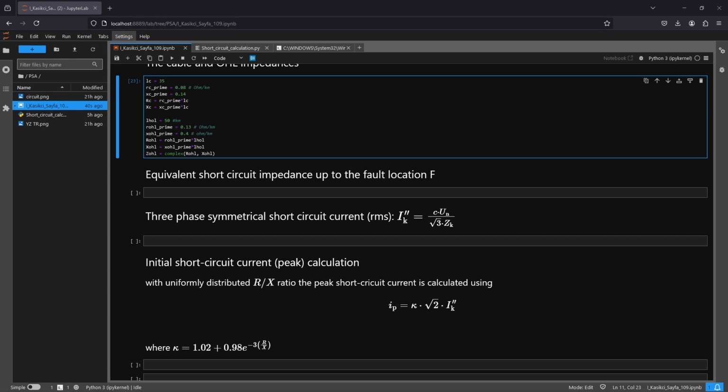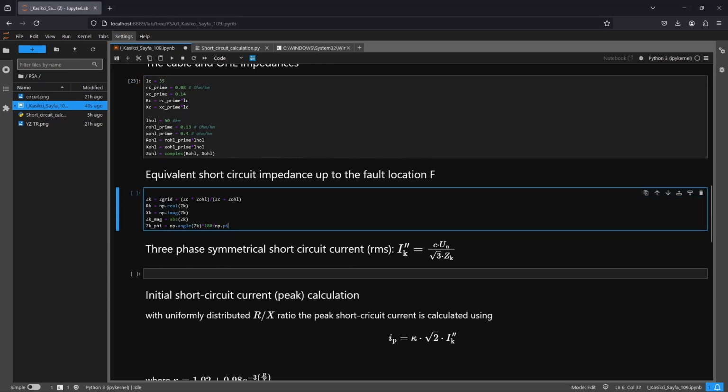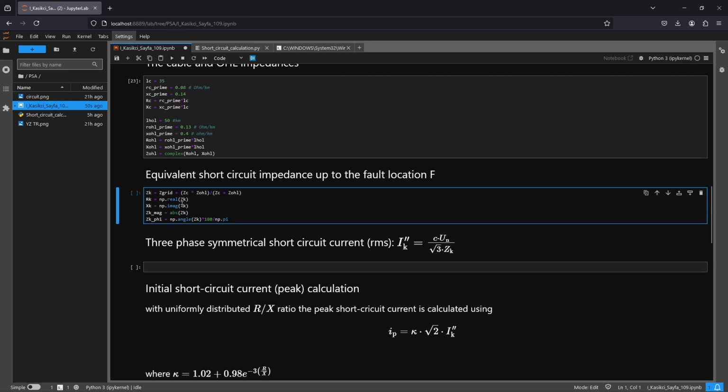For the total impedance, or the equivalent, ZK is the impedance at the fault location, which is Z grid in terms of complex impedance plus the parallel connection of cable and overhead line. If we extract the real and imaginary parts of the impedance, it is RK and XK. In terms of magnitude and phi, just for a quick check, we have these values. Let's run this cell as well. Control Enter.